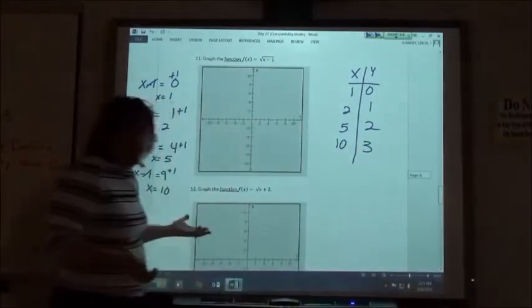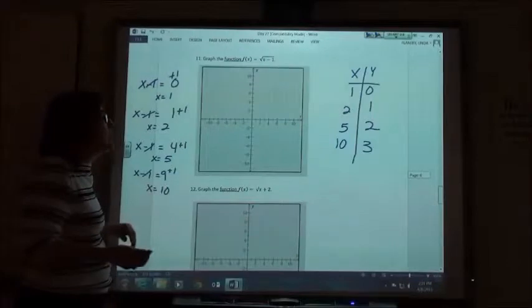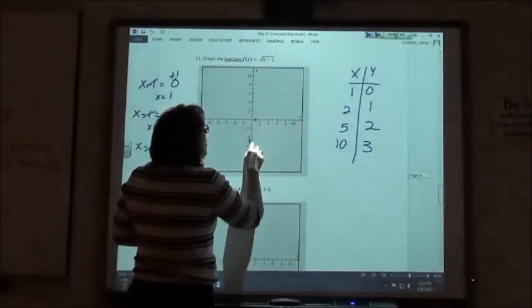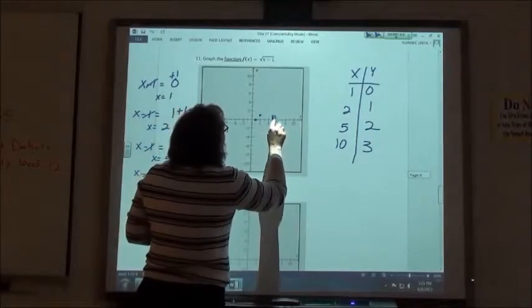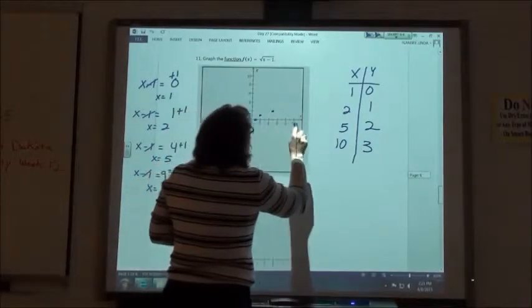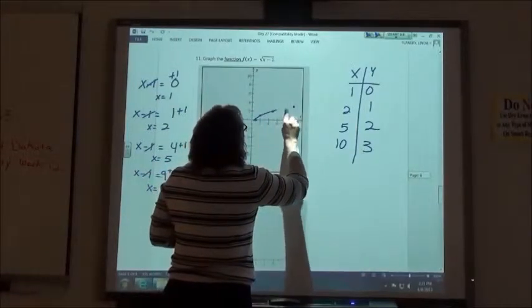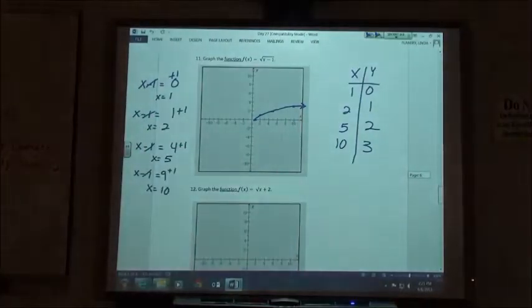They all then came out to nice numbers because we figured out what they had to be to make them perfect squares before we started. So, over 1 up 0. Over 2 up 1. Over 5 up 2. And over 10 up 3. Again, it's going to start here, shoot off in this direction, and that's going to be the graph of that square root function.